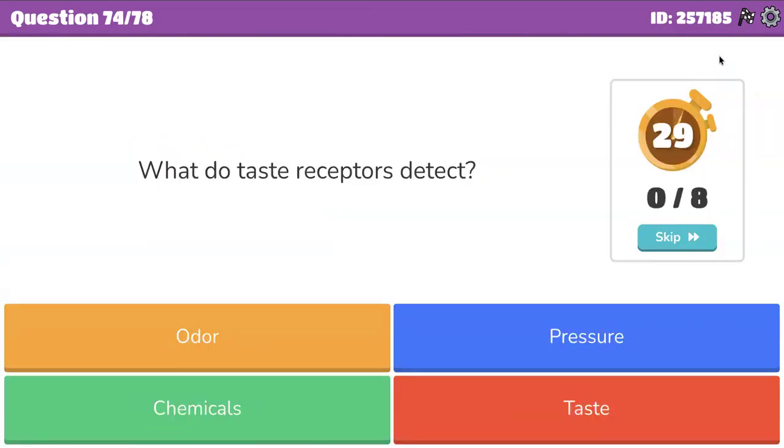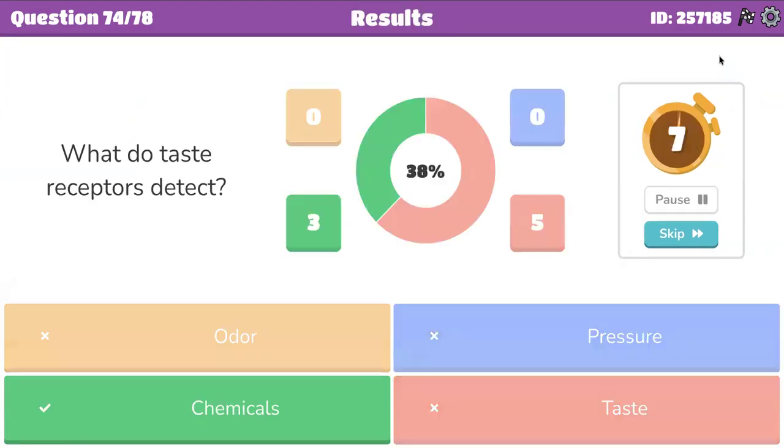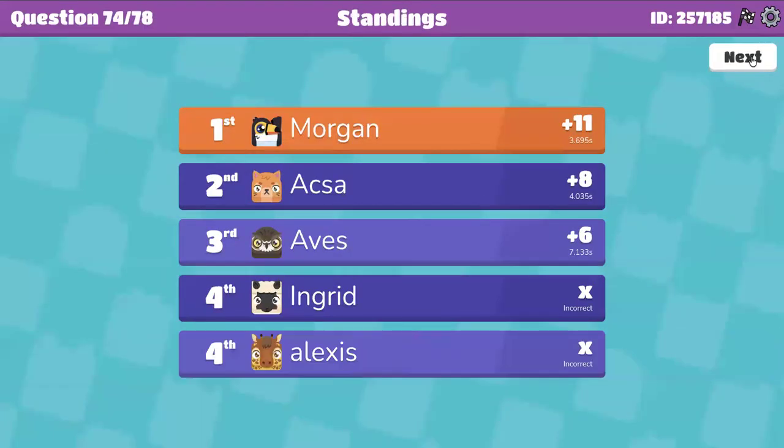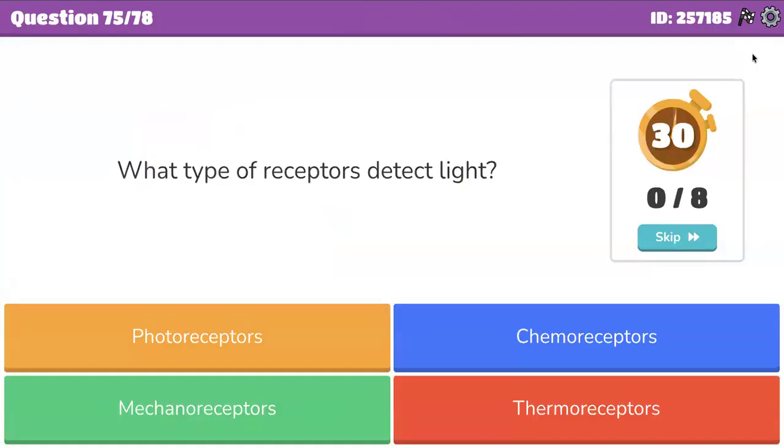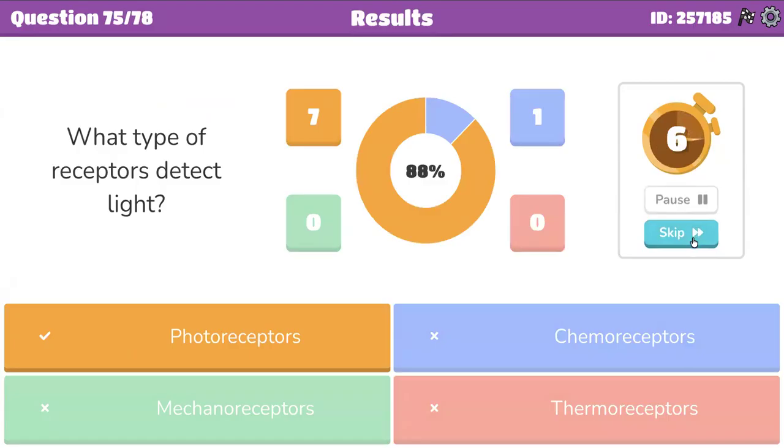What do taste receptors detect? Chemicals. So whenever you eat something salty, your tongue is detecting it through chemicals. The only one of all of the taste profile that is different is spicy. Spicy is just pain. You're just detecting pain. What type of receptors detect light? Photoreceptors.